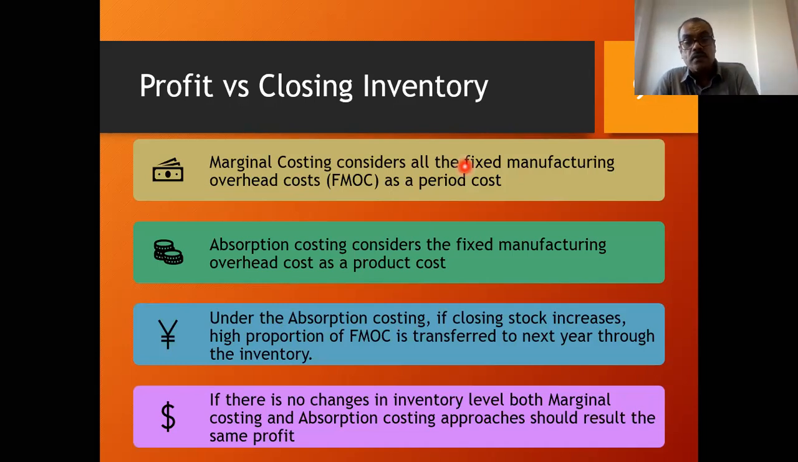Under absorption costing, when the stock increases, a high proportion of the fixed manufacturing overhead is transferred to next year through the inventory. This really deals with inventory valuation. It is very understood for you guys. When inventory level changes, the higher the inventory, the higher amount of manufacturing cost would be shifted to next year, whereas your profit can go up. But in the case of marginal costing, it does not happen.